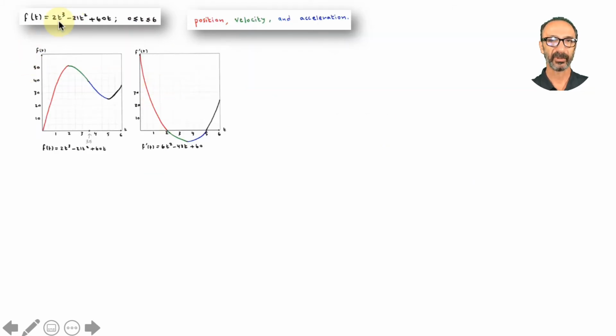This time it's cubic. So my function is 2t to the third minus 21t to the second plus 60t. We're going from 0 to 6 this time. When I graphed it, I have 1 color, 2 colors, 3 colors, 4 colors. And I'm highlighting this point down here as 3.5.